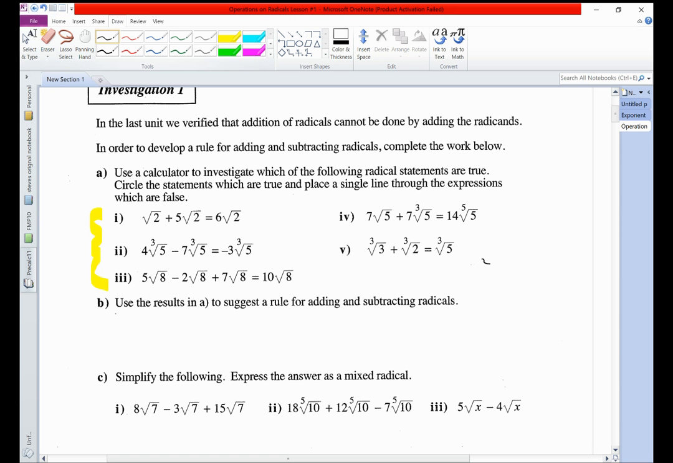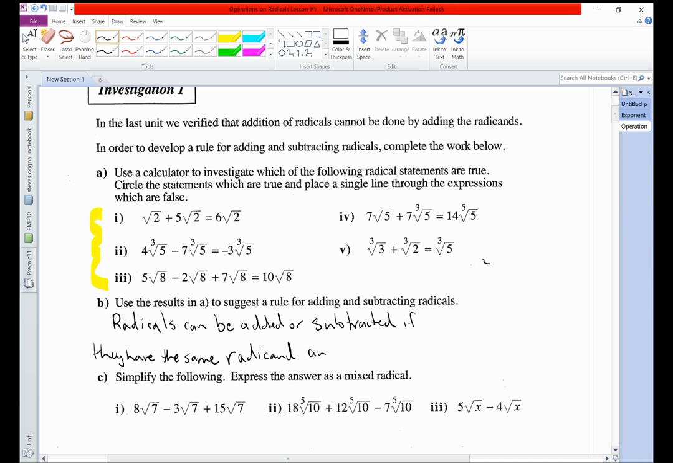So the rule is basically that radicals can be added or subtracted if they have the same radicand and the same index. So they need to have the same radicand and the same index.